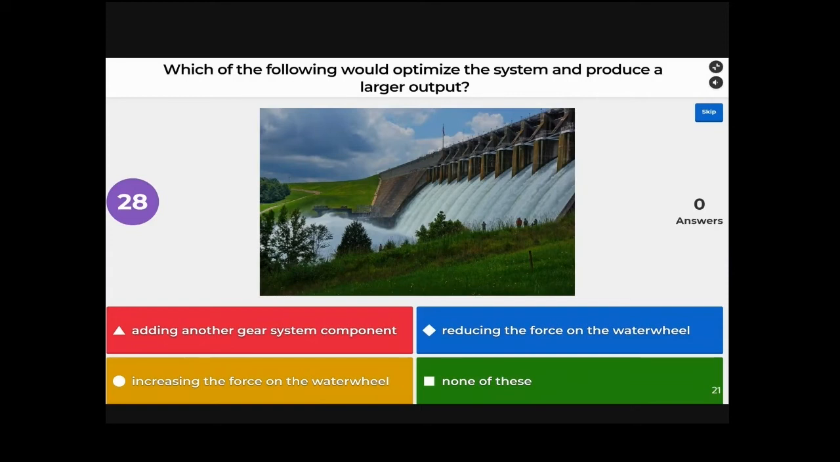Would you add another gear system exactly like this? Would you reduce the force on the water wheel? Would you increase the force on the water wheel? Or would it be none of these? So I'll give you some time to pull that out.